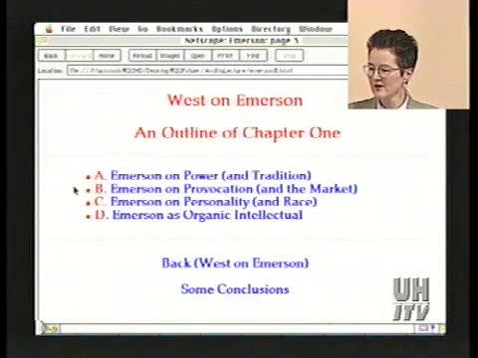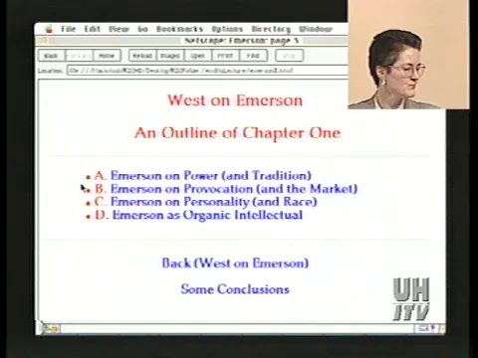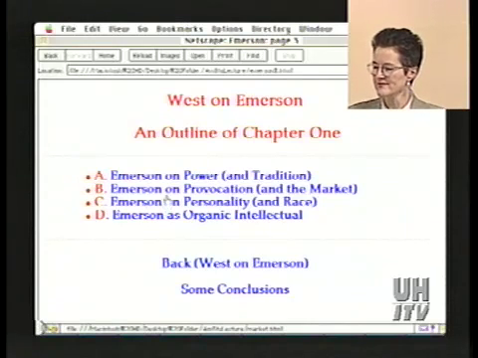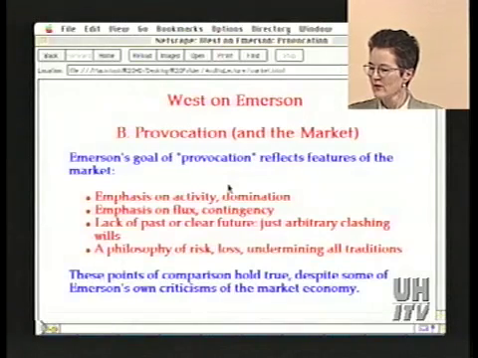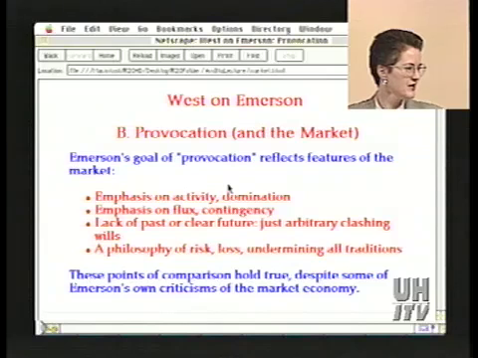We've now looked at Part A of West's chapter, and the other sections will be shorter, so I can be briefer in summarizing them. Part B concerns Emerson's views on provocation and the market. Emerson saw himself as being kind of like Socrates was to Athens.